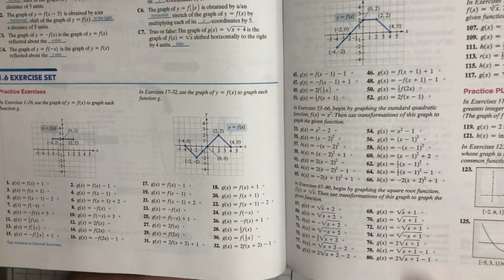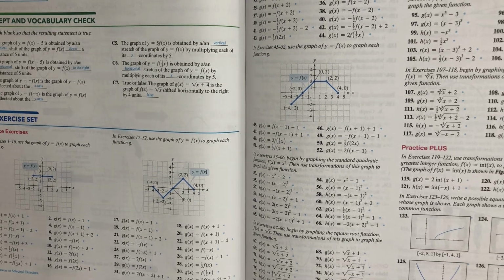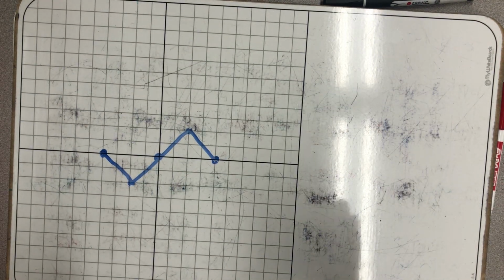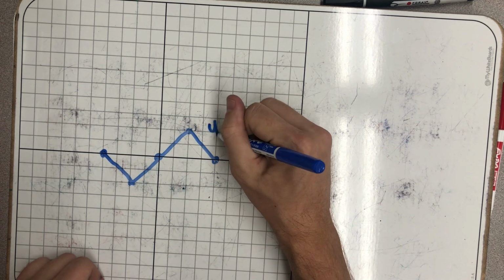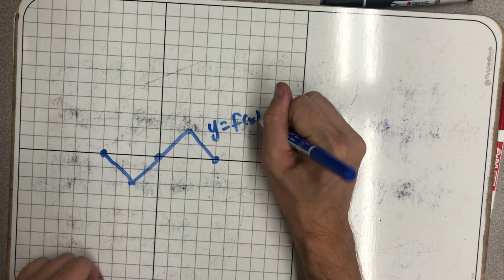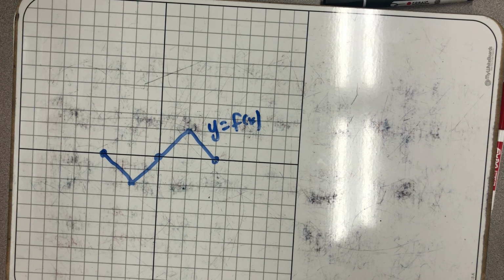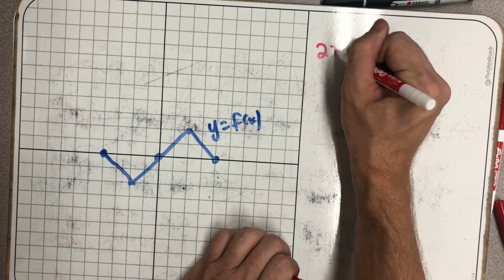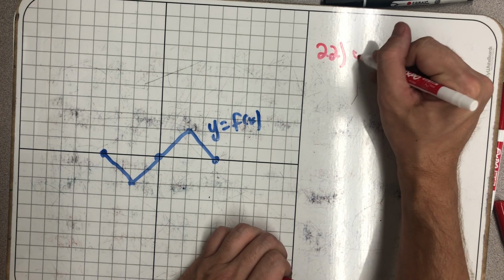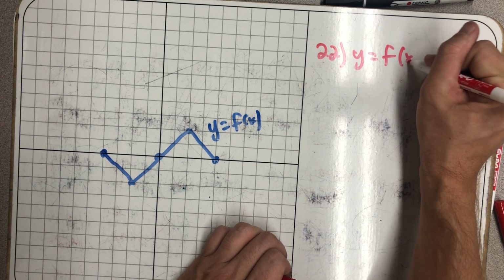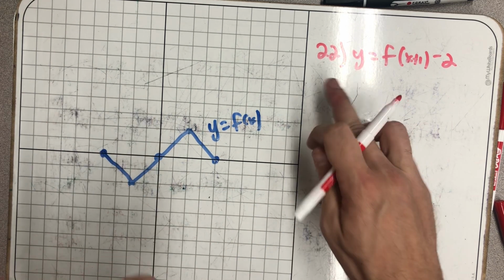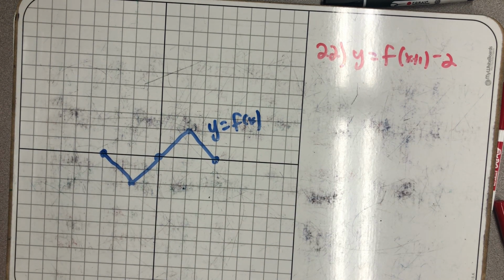you can see in your textbook here, in different ways. They call this blue function y equals f of x. All right, in number 22, we are asked to graph y equals f of x plus 1 minus 2. And in fact, in the textbook, they call this new function g of x. I'm just going to say y equals f of x plus 1 minus 2.